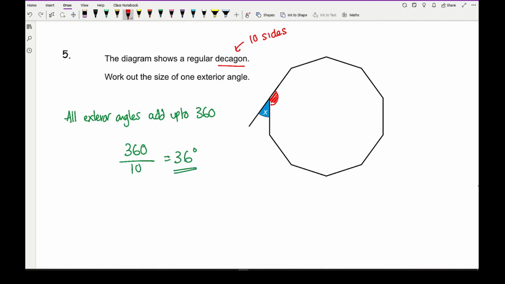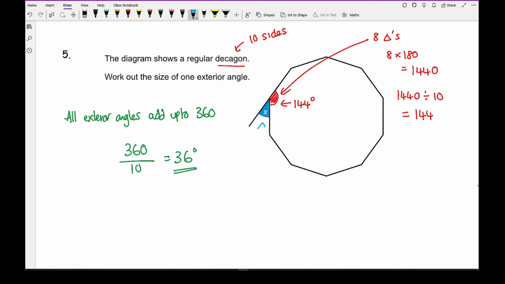Now if I did work out what the interior angle is going to be, which again is not a problem, here I'm going to have 8 triangles, so I do 8 times 180, which gives me an answer of 1440. Then 1440 divided by the number of sides, which is 10, gives 144. So this angle here is 144 degrees. To work out the size of this blue angle, all I need to do is 180 minus 144, which also gives me 36 degrees.